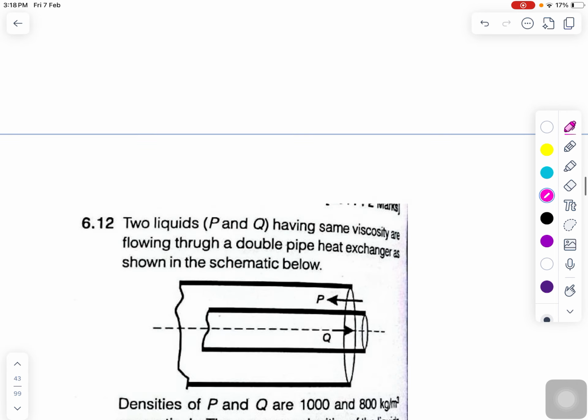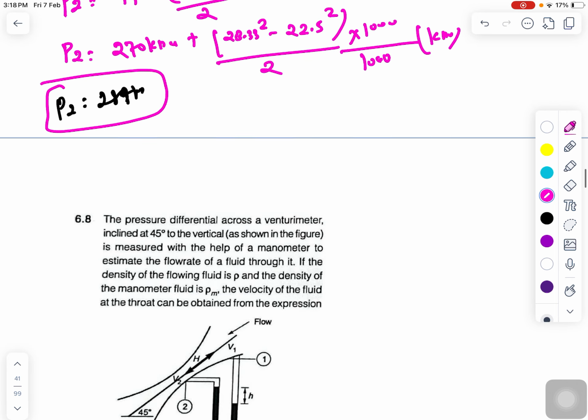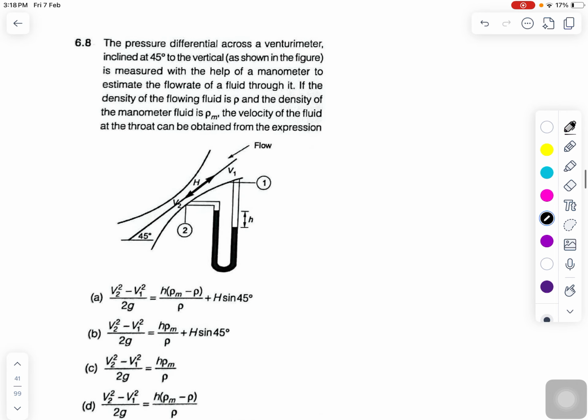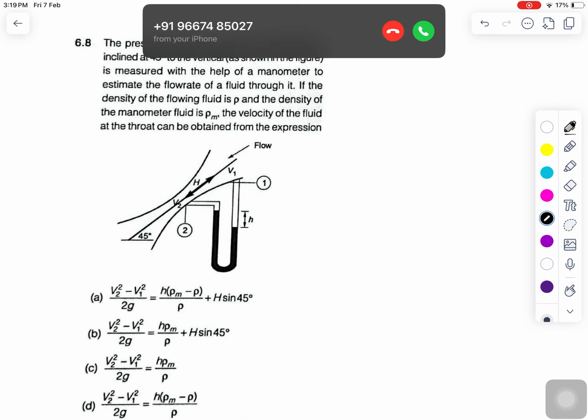Okay, so after that I'll be moving towards the next question here, and this is an inclined differential manometer. So you can see that the pressure differential across a venturimeter inclined at 45 degrees to the vertical, right? So this is a vertical line, and if the density of the flowing fluid is rho and the density of the manometric fluid is rho m, the velocity of the fluid in the... So let's try to understand this question first.